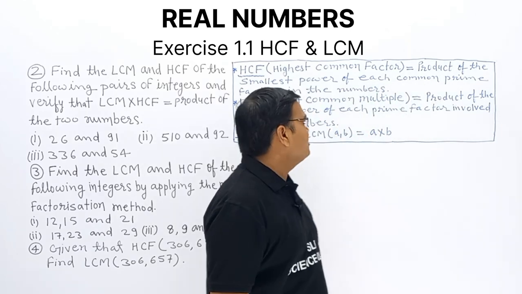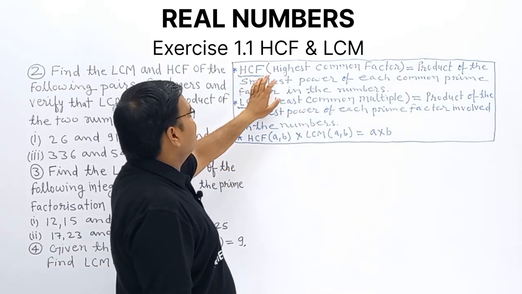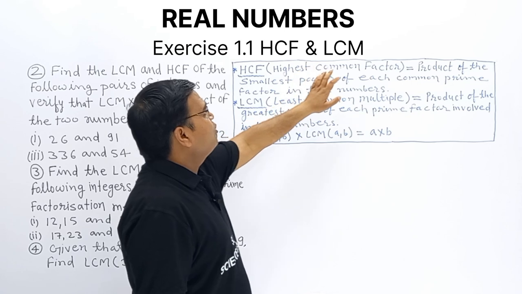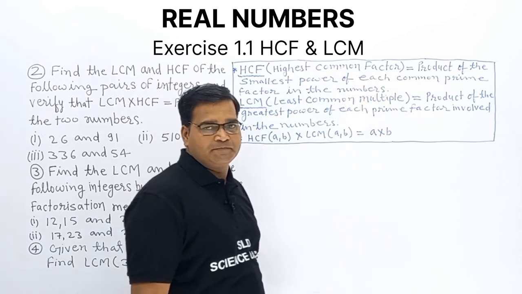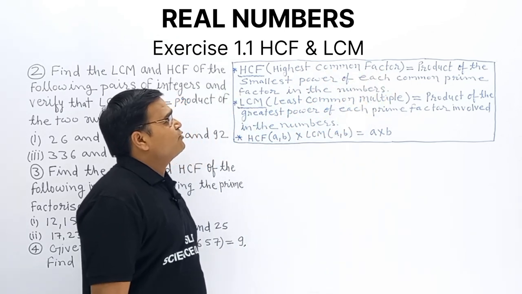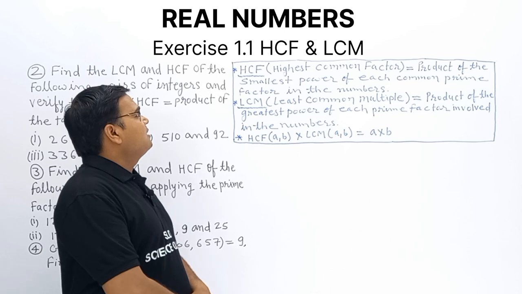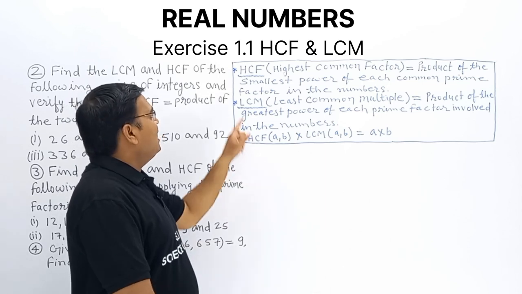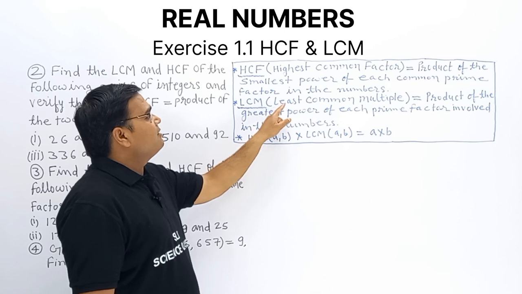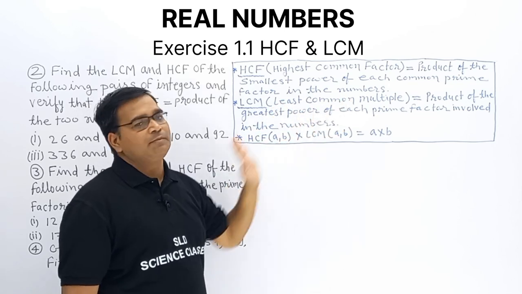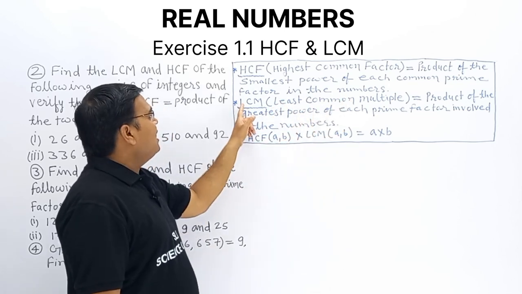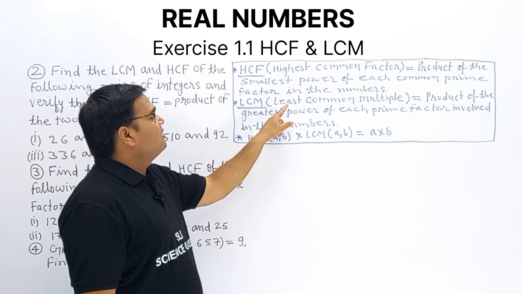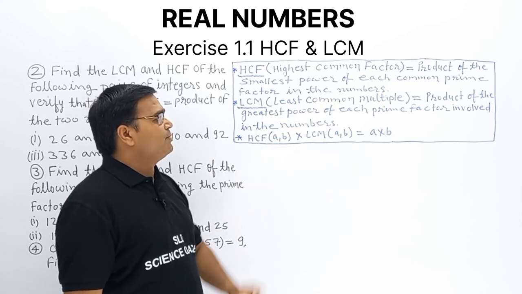What is HCF? It is the highest common factor. And LCM is the least common multiple. What is LCM? It is the least common multiple.